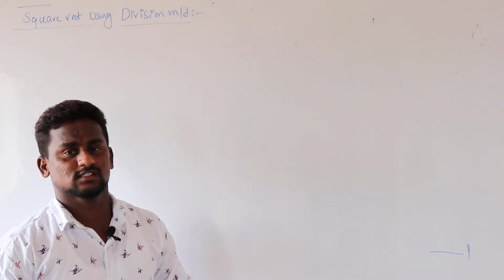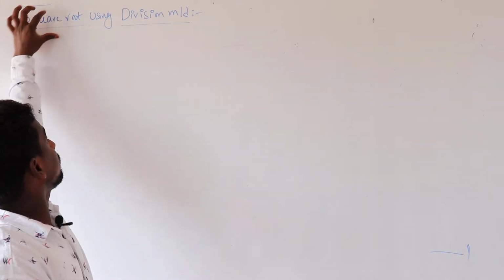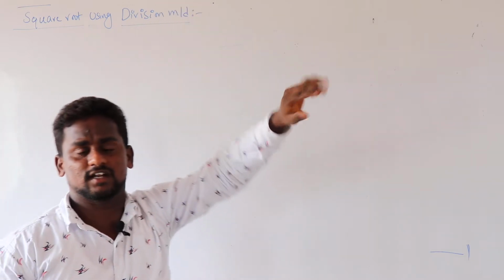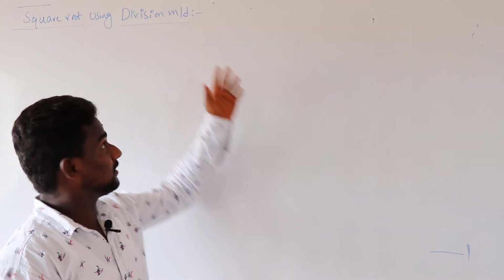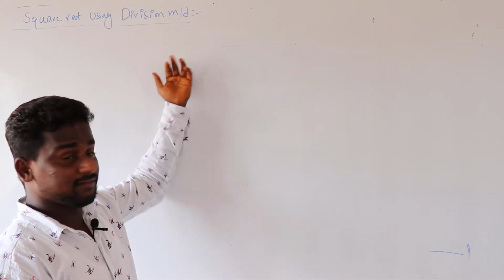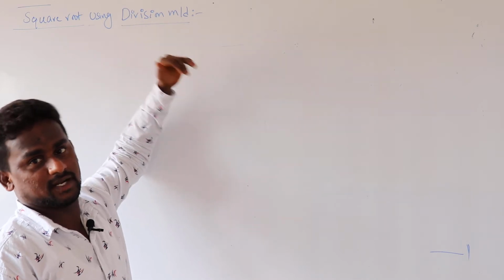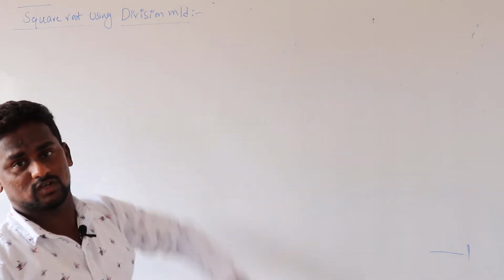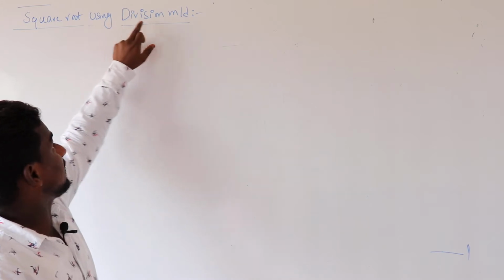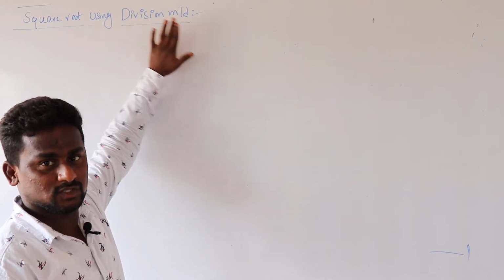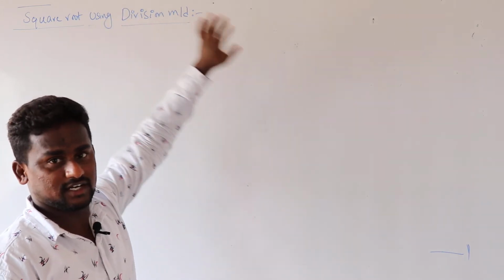In the last two classes we already discussed how to find a square root by using the prime factorization method. In the prime factorization method, we divide the given number by prime numbers and then we get the square root of the number. Here the method is division. This is absolutely different from the prime factorization method.